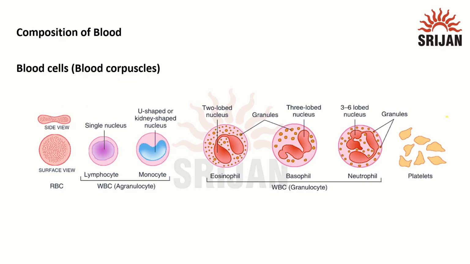Next, if we see the structural difference between these cellular components. RBCs, if we see, they are biconcave shaped. WBCs, on the other hand, are of many types. We can see here lymphocyte, monocyte, eosinophils, basophil and neutrophil, and they all differ because they all help us and provide immunity in different ways. Then we have platelets, which are cell fragments of a larger cell.